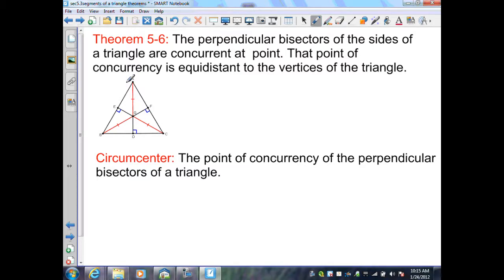So here I'm given perpendicular bisectors. My perpendicular bisectors in this triangle are AD, BF, and CE. They are concurrent at point G, the circumcenter. Point G, as stated in the theorem, is equidistant to the three vertices. Therefore, GA, GC, and GB are all congruent. If I knew that AG is equal to 3 centimeters, then I would know that GC is 3 centimeters and GB is 3 centimeters.